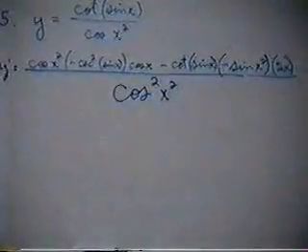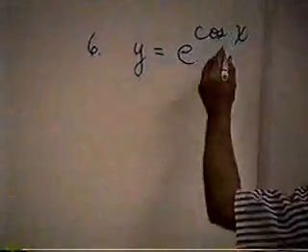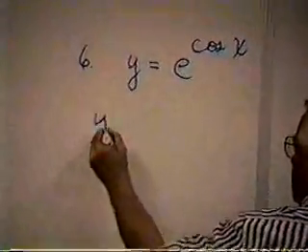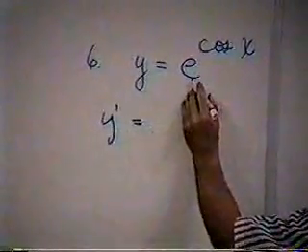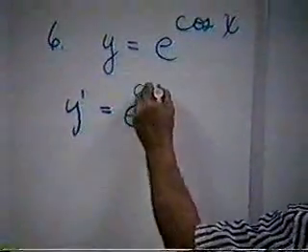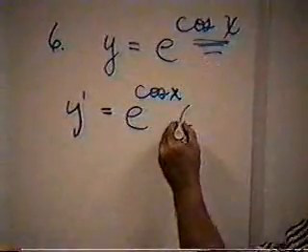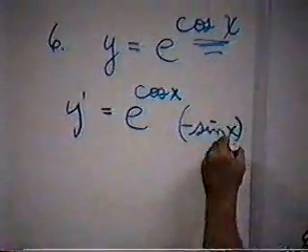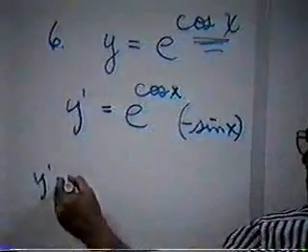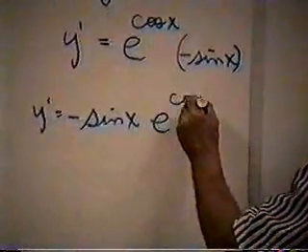All right, look at the next example. The derivative of this would be y prime. The derivative of e to some power is itself. Just copy it down. And then you go up here and take the derivative of the power. So this answer would be minus sine of x e to the cosine of x.